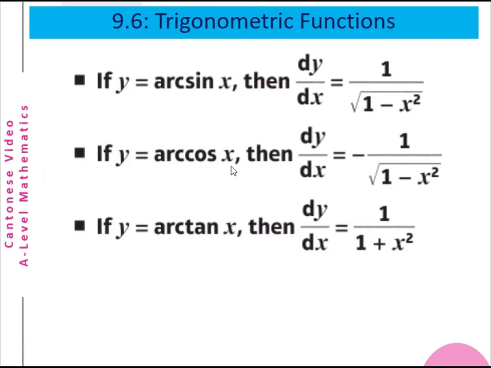And from the above example, you can deduce that if y equals arccosine x, dy by dx is equal to minus 1 over the square root of 1 minus x squared. And if y equals arctangent x, then dy by dx is equal to 1 over 1 plus x squared. And you can see that in the arctangent, we do not have the square root in here.